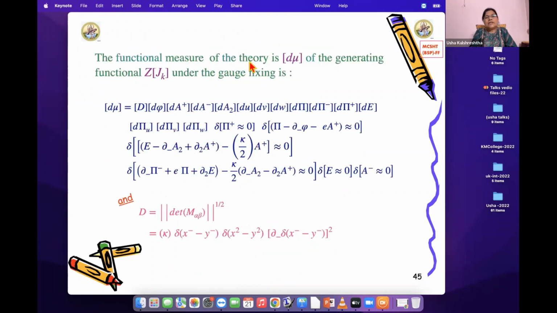Now the functional measure of the theory, d mu, of the generating functional Z under these gauge fixing conditions can be written here in this manner. Here, this capital D is the square root of the absolute value of the determinant of the matrix of the Poisson brackets among these constraints. I have written it here, and this involves all the variables, all the momenta, and also the constraints of the theory.